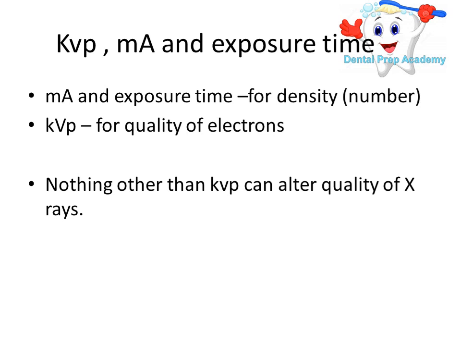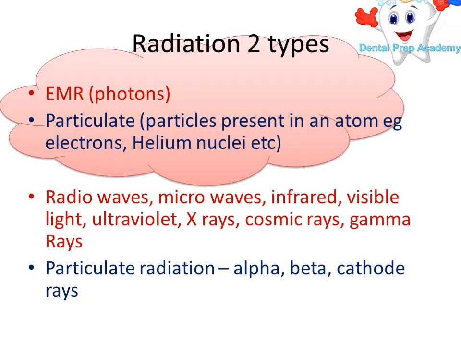Now KVP is responsible for the quality of electrons and hence also for the quality and the mean energy of the X-ray beam. Nothing other than KVP can alter the quality of the X-rays. This is one point you should note definitely. Also note that increasing KVP not only increases the number of X-ray photons, but also increases the mean energy of the X-ray photons being produced.